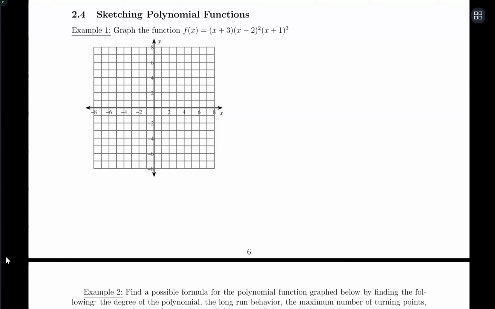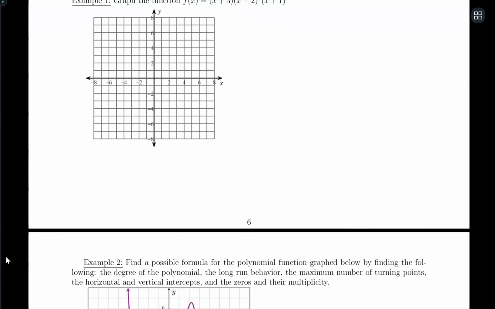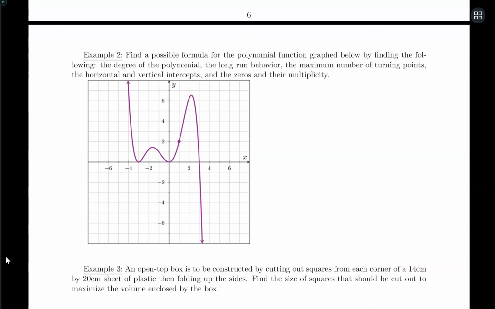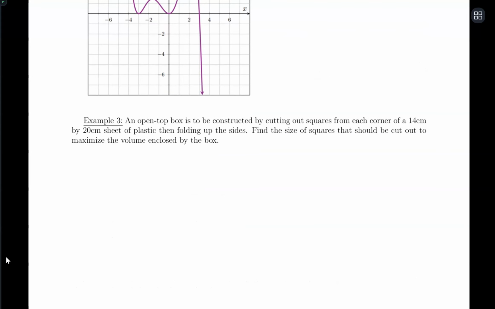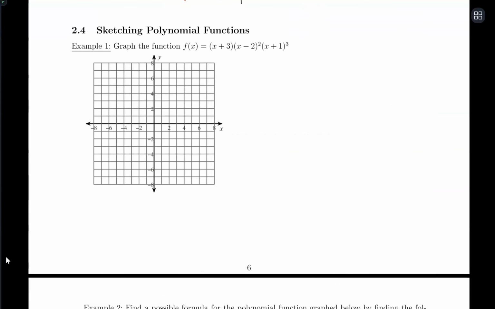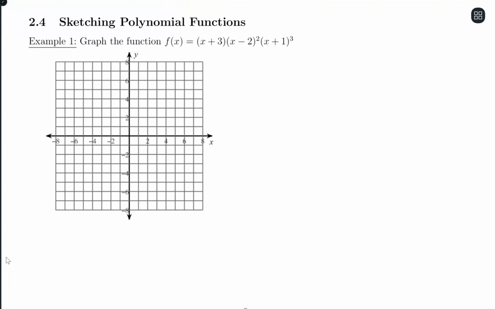Let's go through making a sketch of a polynomial, also finding the function for a polynomial given the graph, and then a little application at the end there. All right, this first one, we have a function x plus 3 times x minus 2 squared times x plus 1 cubed. So, with this, there's a few ways we can start.